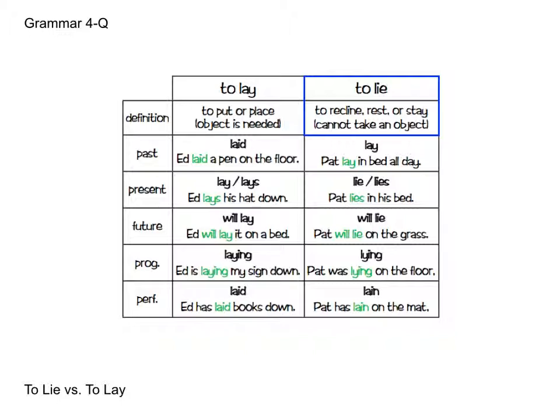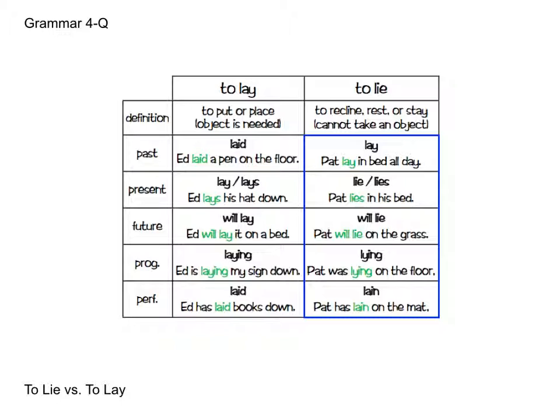So of course we have our conjugations, past, present, future, and we also provide you the progressive and perfect forms of the verb. So laid, lay versus lays, will lay, laying, laid. Pretty straightforward. You are always saying a when you are working with laid. So just make sure you remember that.